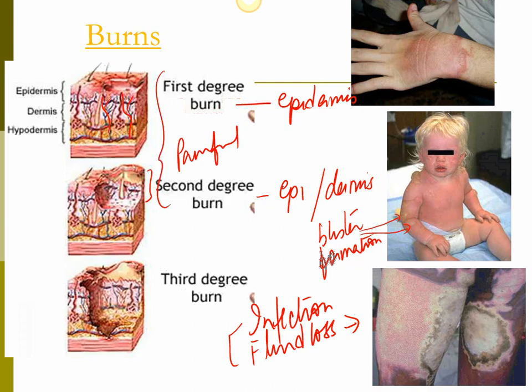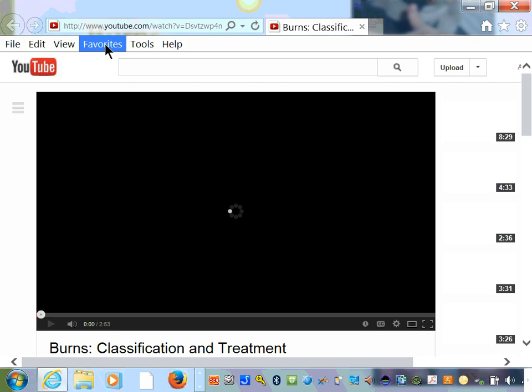The greater the surface area burnt, the more the fluid loss. And we in fact have something known as the rule of 9s, where we divide the body into parts by 9s, like for example, the front of your thorax is 9%. So take a look in your book, it divides that up just to get an idea of that. So let's look at this little video which describes burns in a little bit more detail.